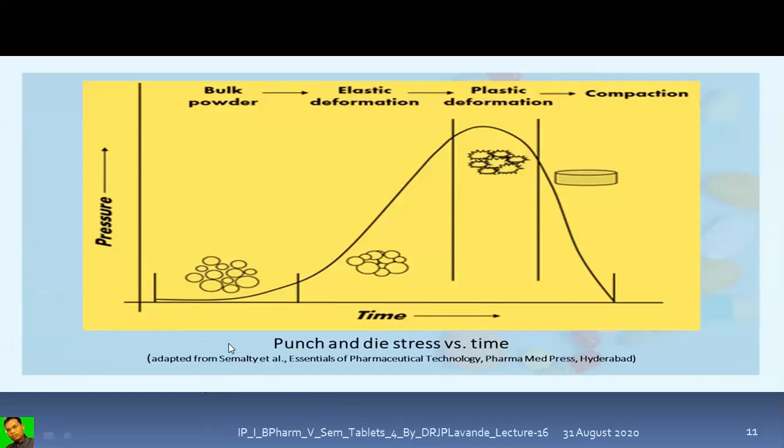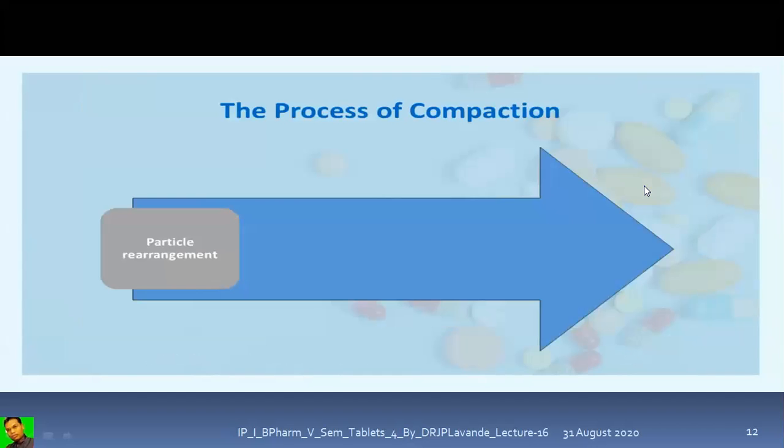Now this is the graphical representation as time goes on, and if we go on increasing the pressure, how the process will change. So here there is a bulk power which will lead to reversible changes, that is the elastic deformation. Then there are irreversible changes, that is the plastic deformation. Then it will lead to fragmentation and formation of the bond that will give rise to the particular shape of the tablet.